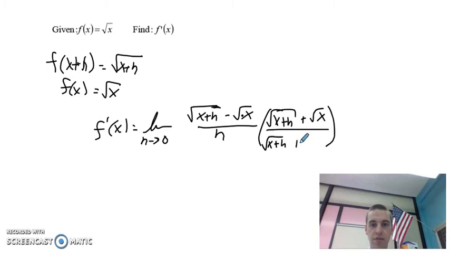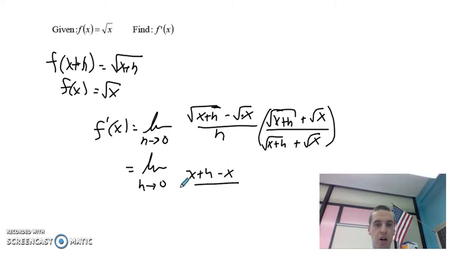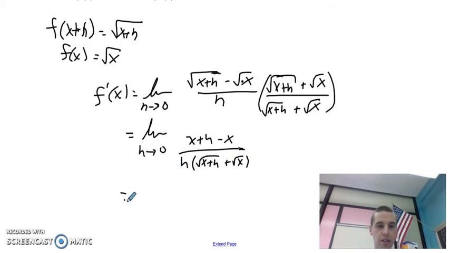Why are we doing this? Because we really have no other way to figure out this limit. So when we do that, remember it's x plus h minus x, all over h, parentheses, what is left over here. And when we do that, these x's cancel each other out. You're left with h over h. And so we are going to be just left with 1 over square root of x plus h plus square root of x, limit as h approaches 0.